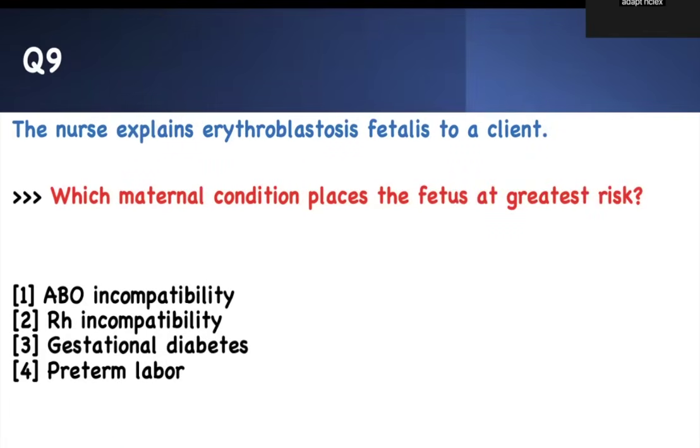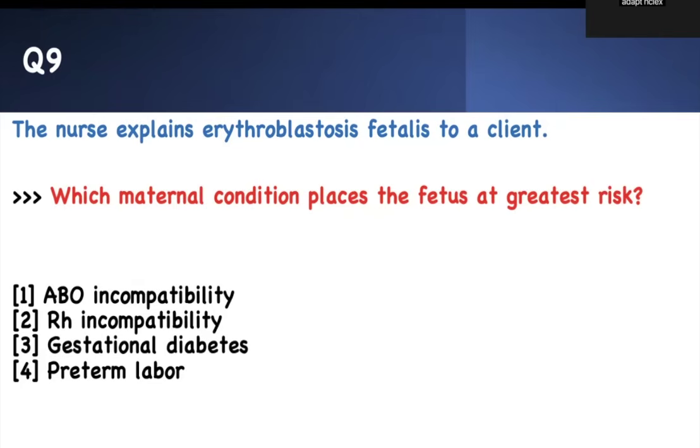And let's explain what? Erythroblastosis fetalis to a client. This is a question you may see. Know it. Look for it. Go read about it. But this video gives you everything. Which maternal condition places the fetus at the greatest risk? Which maternal condition places the fetus what? At the greatest risk? And next, explain erythroblastosis to a client.